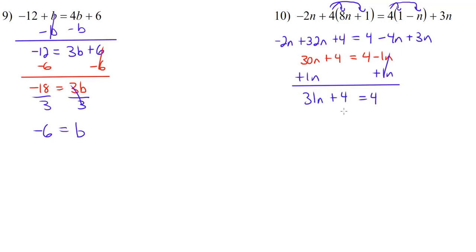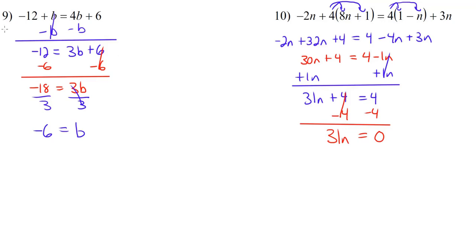And we bring down this plus 4. Next step, we have to get rid of this positive 4. So we're going to subtract 4 from both sides. On the left, the 4's cancel out, leaving us with 31n. And on the right, 4 minus 4 is 0.